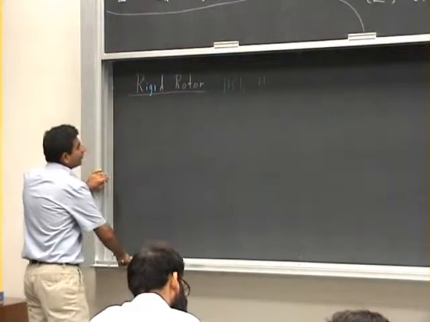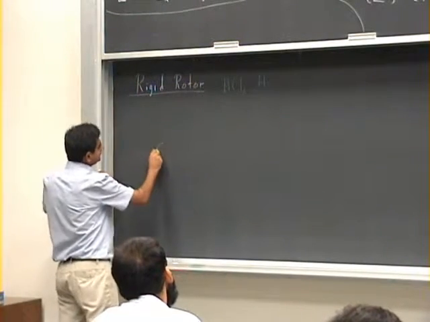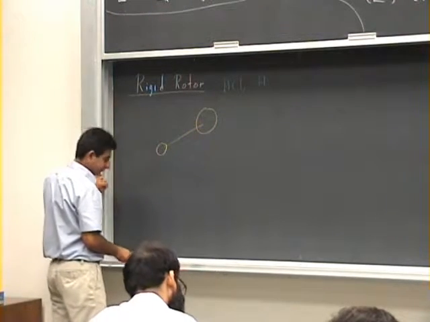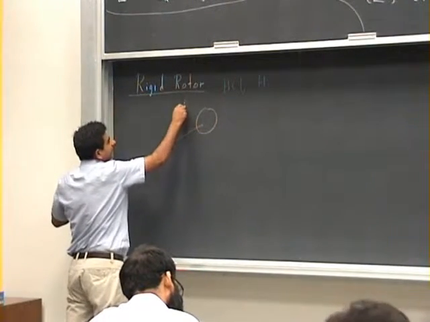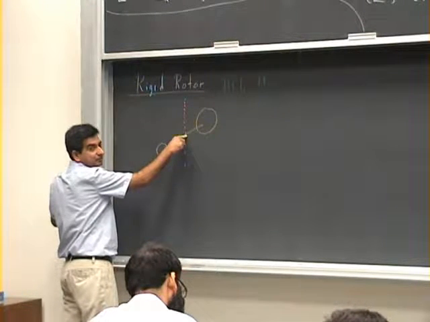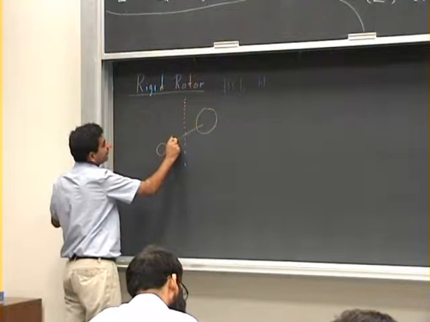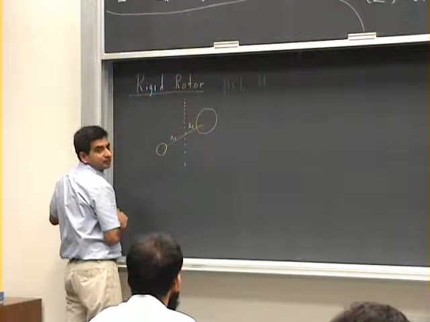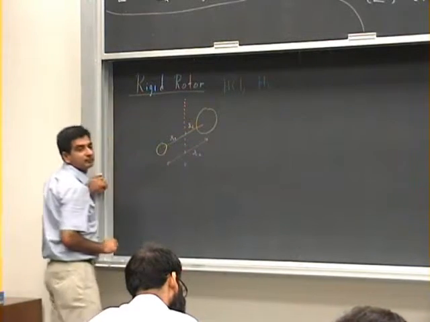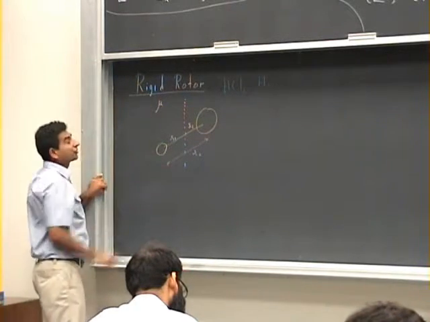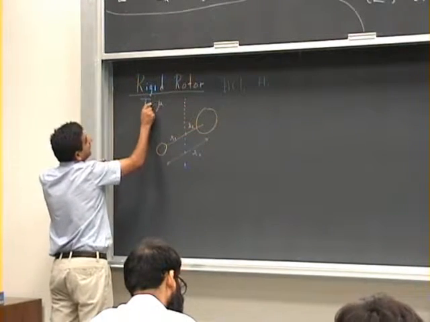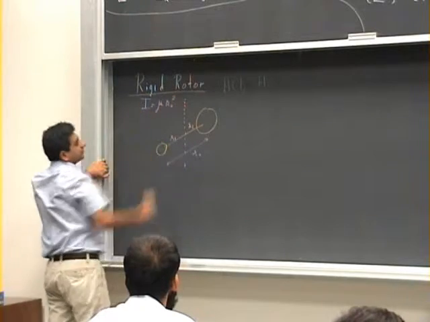Now, of course, it has two nuclei. There is a center of mass and an axis of rotation. Suppose this is R1, this is R2. And the equilibrium distance between these nuclei is R0. The moment of inertia of this molecule, the reduced mass is mu. The moment of inertia I will be equal to mu R0 squared.